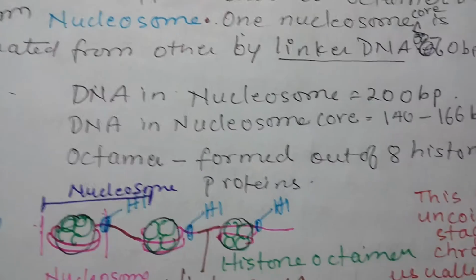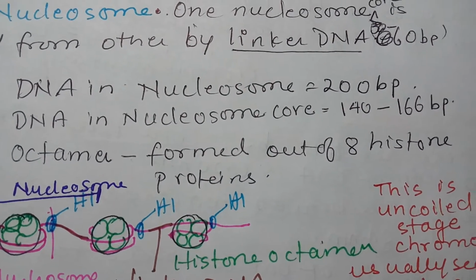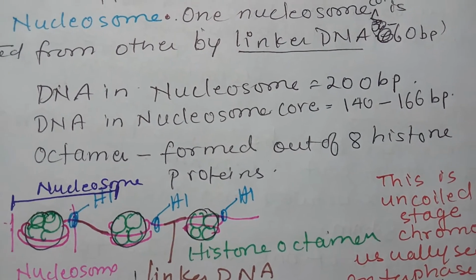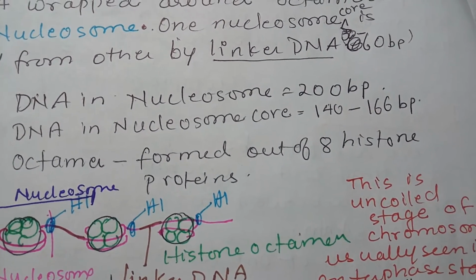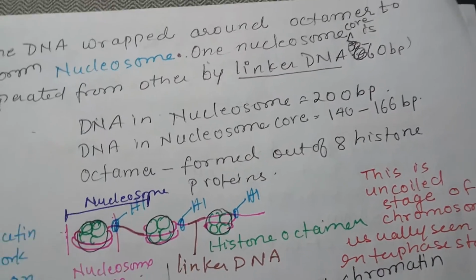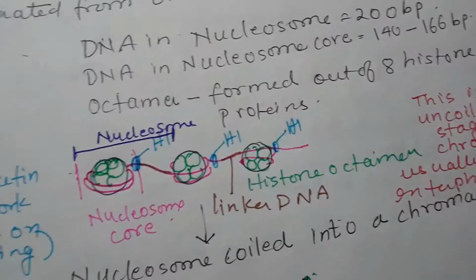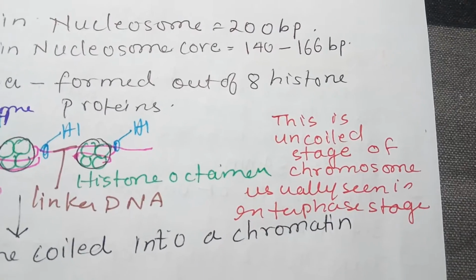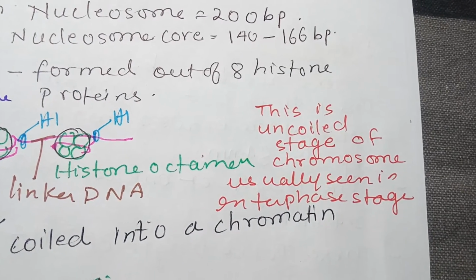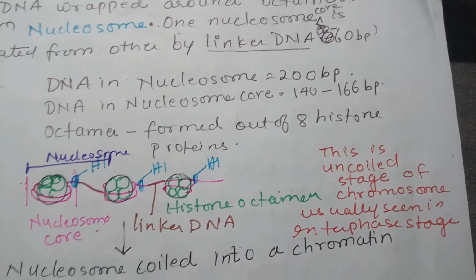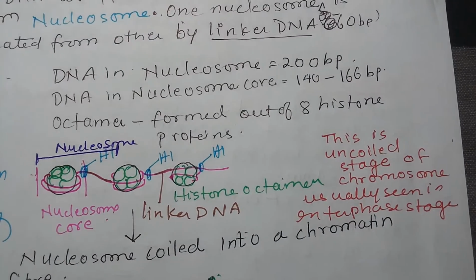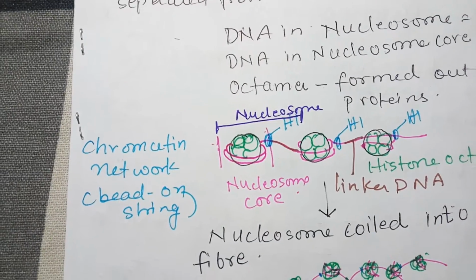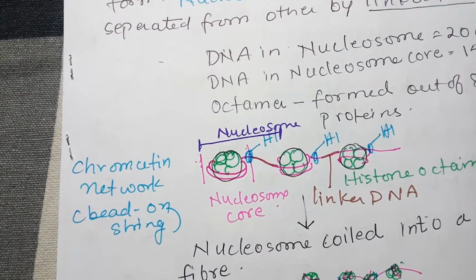So now if you look, the DNA in the nucleosome is 200 base pairs, DNA in the nucleosome core is 140 to 166 base pairs, the linker is 30 to 60 base pairs, and the octamer is formed of 8 histones. Okay, now this kind of arrangement is called the uncoiled stage of the chromosome, usually seen in the interphase stage. You have read about cell division. During the interphase stage this is also known as the chromatin network or bead on string structure.